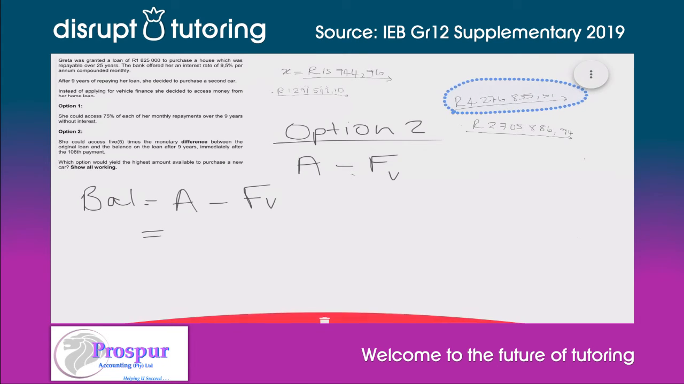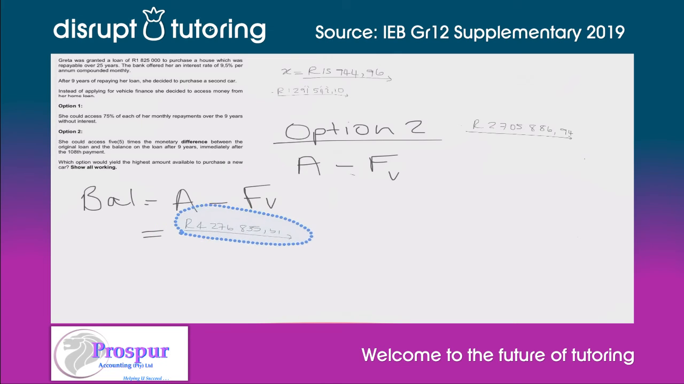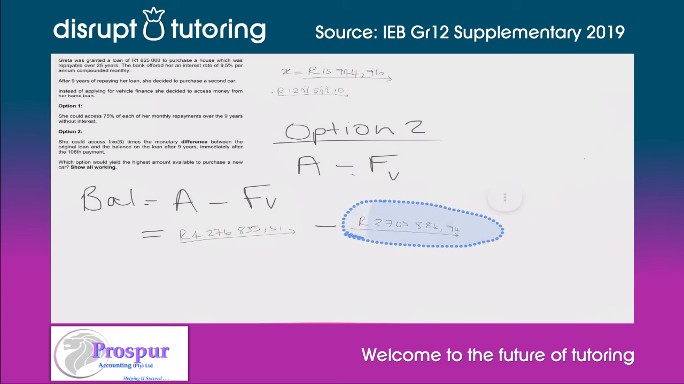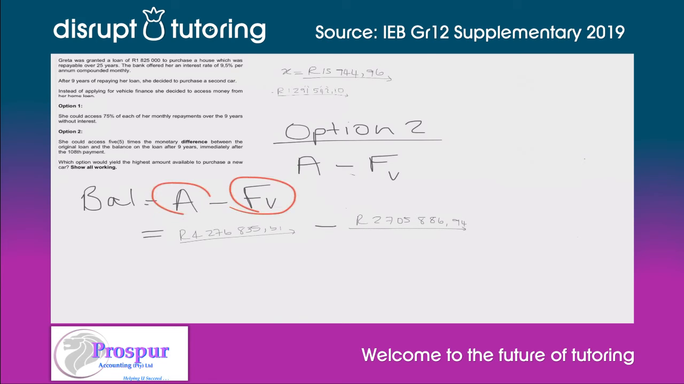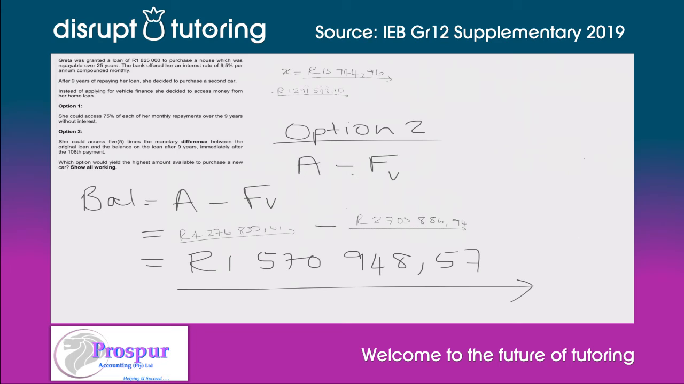So I've got the 4 million. That's going to come in here. I'm just going to change it so that it's straight. Okay, so that's our A value, and we're going to subtract from that our 2.75 million. Let me try and straighten that as well. Okay, not working too well. Let's try again. Right, there we go. So we've got the accumulated amount minus the future value, which is going to give us the balance on the loan. Okay, so the balance on the loan here is going to be 1,570,948.57. Okay, so that is the balance on the loan.